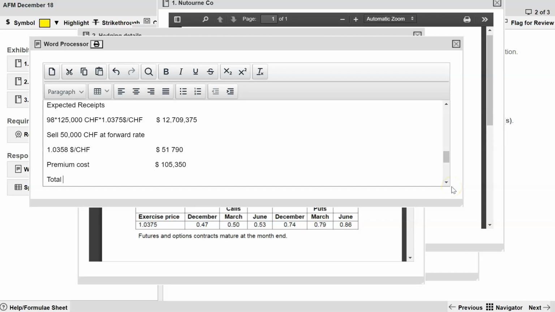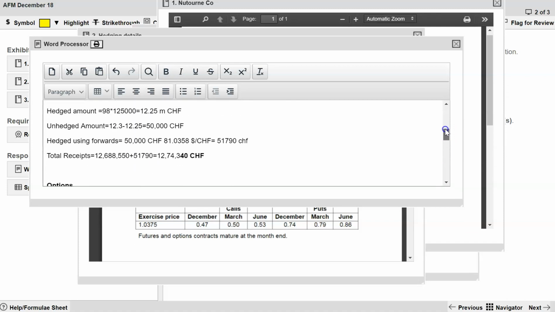So total receipt is, deduct the premium, guys. It will be 12,655,815. And obviously this amount is lower than the future contract.